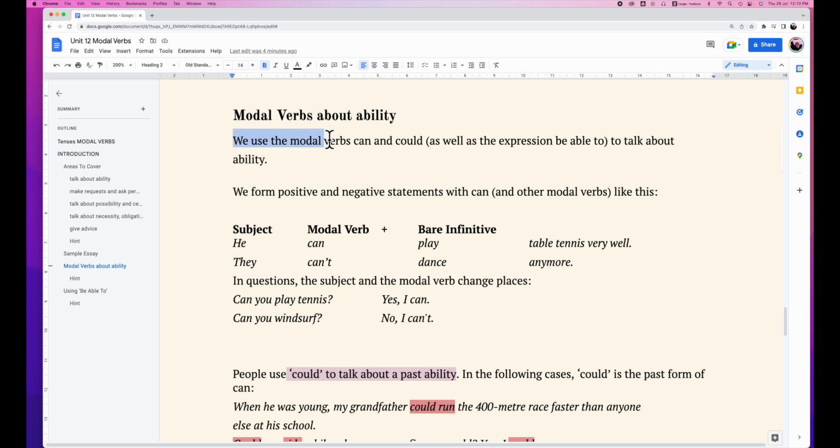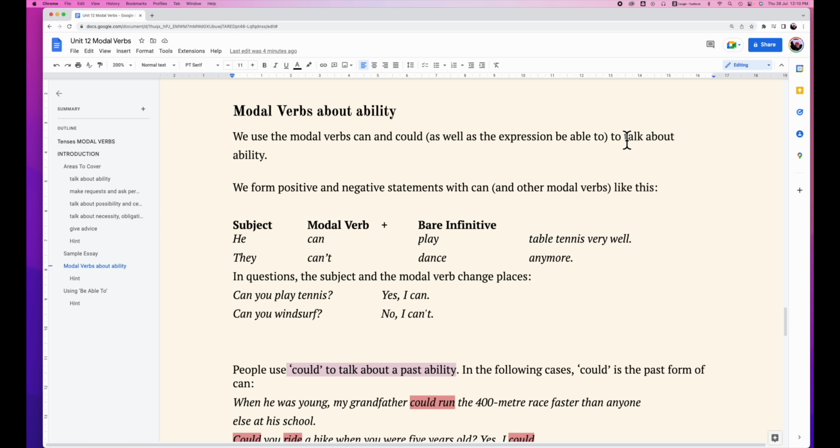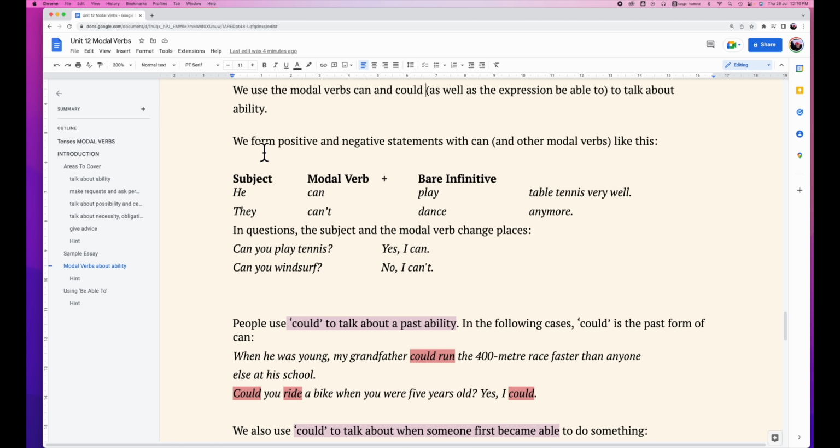People use modal verbs can and could to talk about ability. And we form positive and negative statements with the modal verb can like this. He, modal verb can, plus a bare infinitive, without s, ed, ing, or es. He can play table tennis very well.